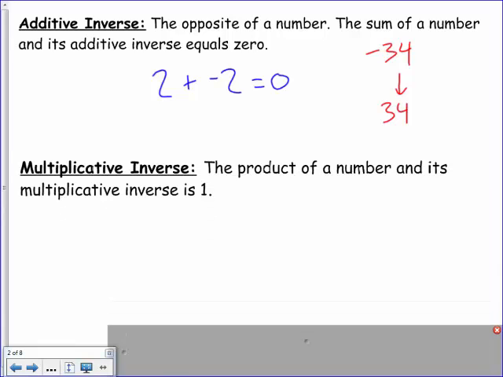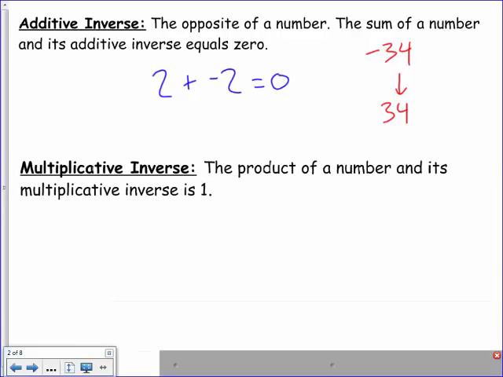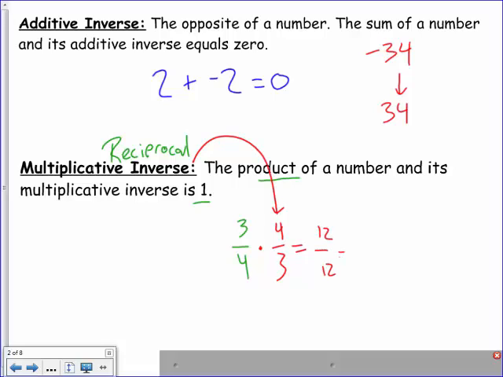We also have multiplicative inverses, which don't go to 0 now, but their products make 1. So for example, if I have the number 3/4, its multiplicative inverse is its reciprocal, which is a fraction flip. So its reciprocal or multiplicative inverse would be 4/3, because if I multiply these two, I get 12 over 12, which is 1.